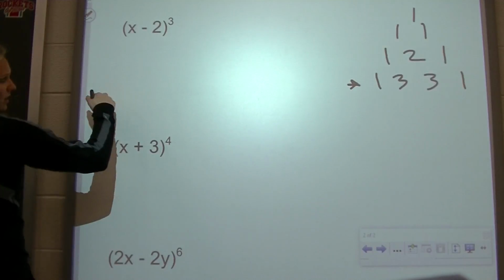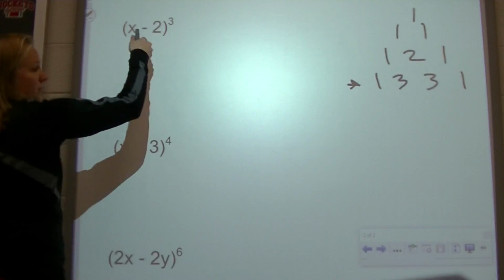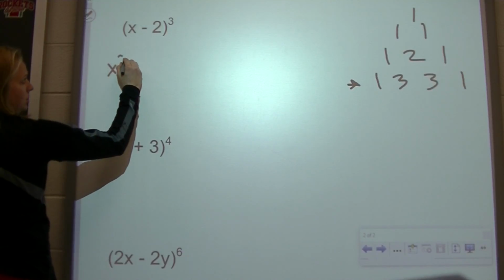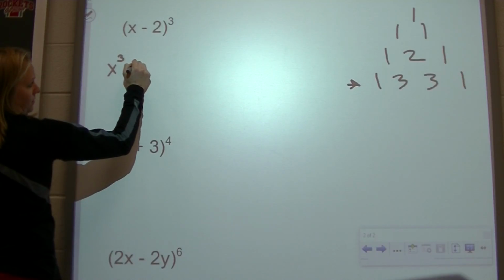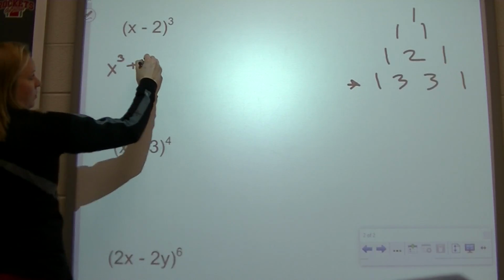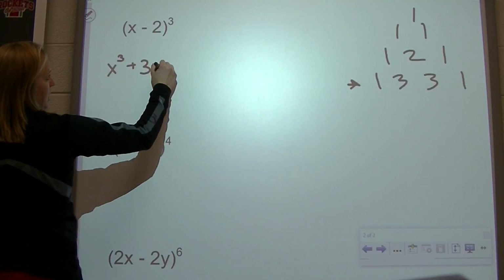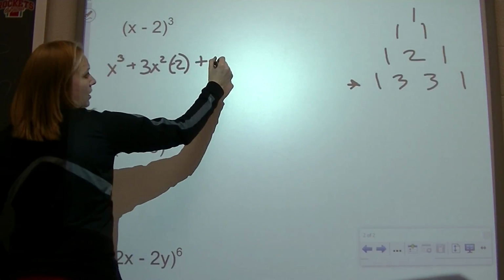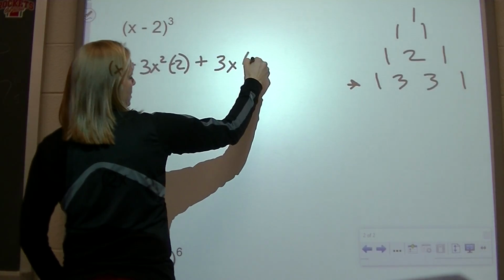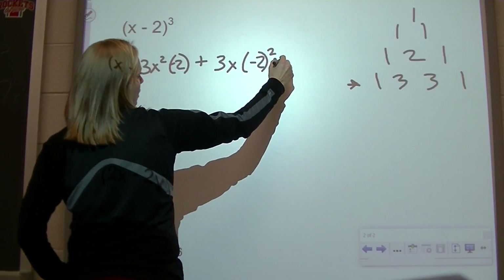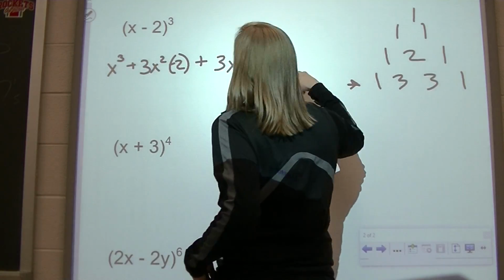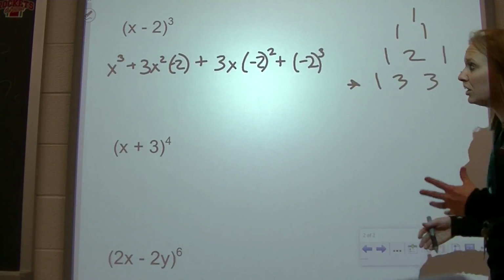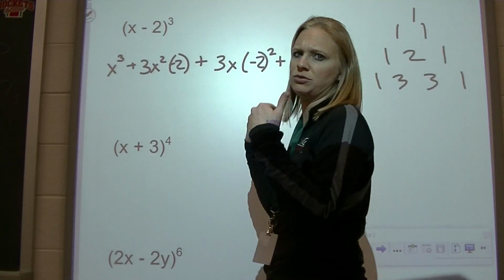And so let's go ahead and start it out just like we would if this was a variable, but instead it's a 2 now. So we're going to have x cubed plus, we'll go 3x squared, and then times, that's a minus, so times negative 2, plus 3x, and then times negative 2 squared, and then plus 1x, which will go away, and it's going to be negative 2 to the third. Okay, so now we need to simplify, so we have to do another step here.